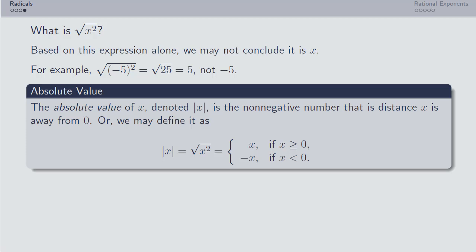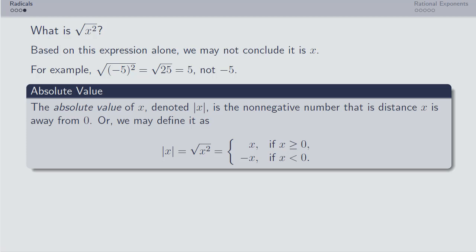This is really the definition of the absolute value, right? The absolute value of x, denoted with those 2 bars, is the non-negative number that's the distance x is away from 0. That's really its best definition, but you can think of it as precisely this: you plug a negative number into the absolute value of x, it's going to give you a positive number out. And it does that by squaring it and then taking the square root of the positive number that you get after you square it.